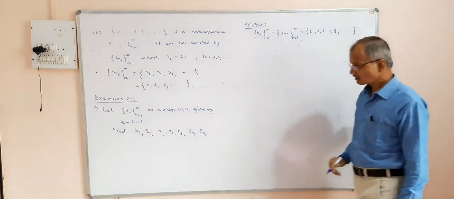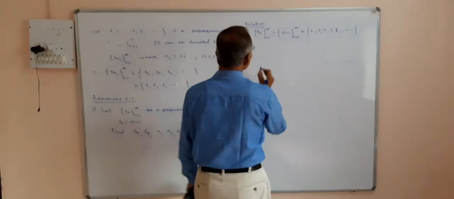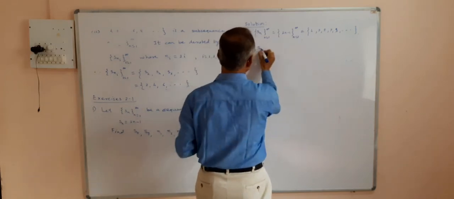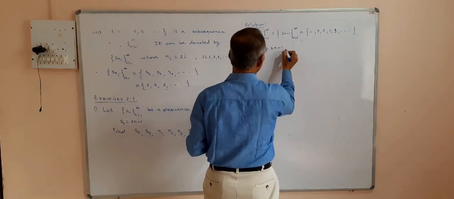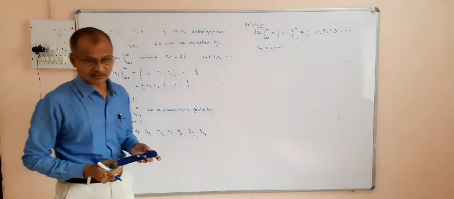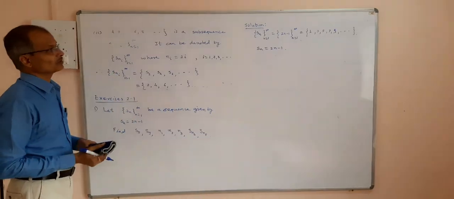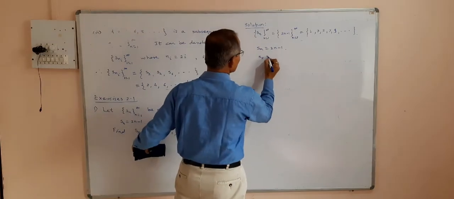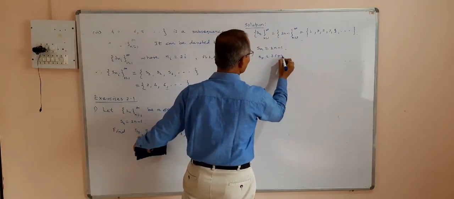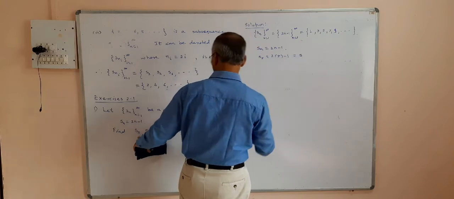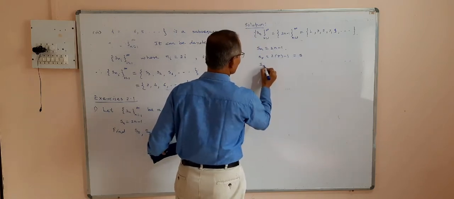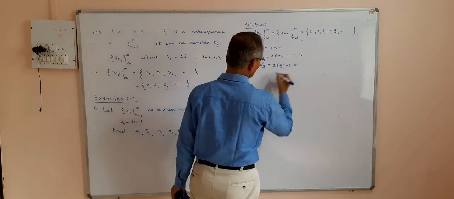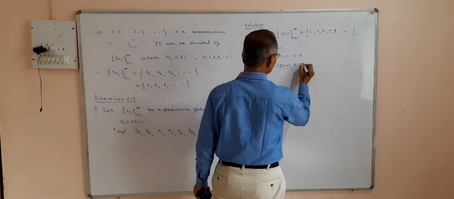Now what are we asked to find? S5. Here S_n is 2n minus 1. From this S_n we can get any term of the sequence by substituting the value of n. So we are asked to find S5. What is S5? It is 2 into 5 minus 1, which is 9. What is S9? S9 is 2 into 9 minus 1, that is 17.